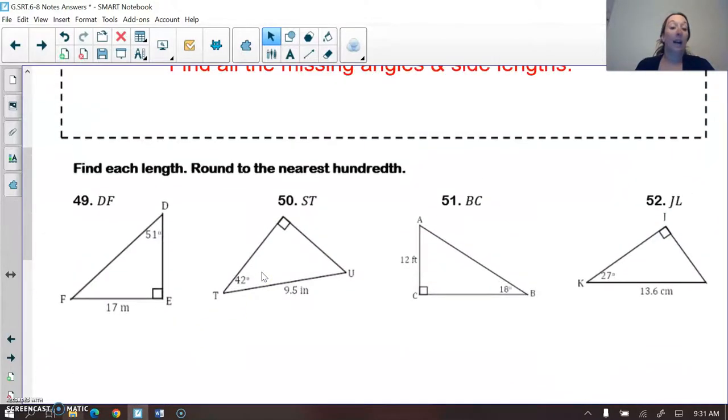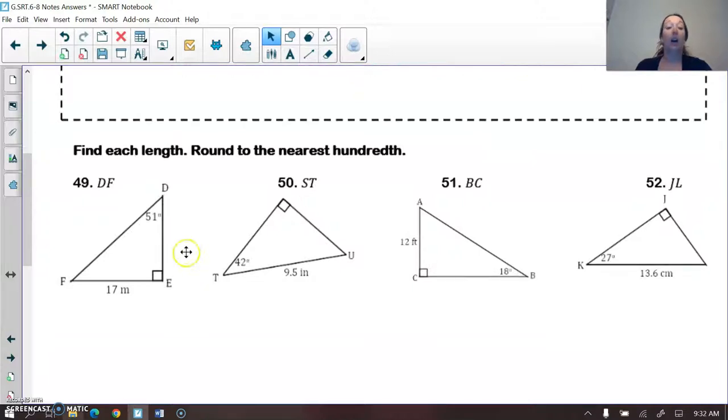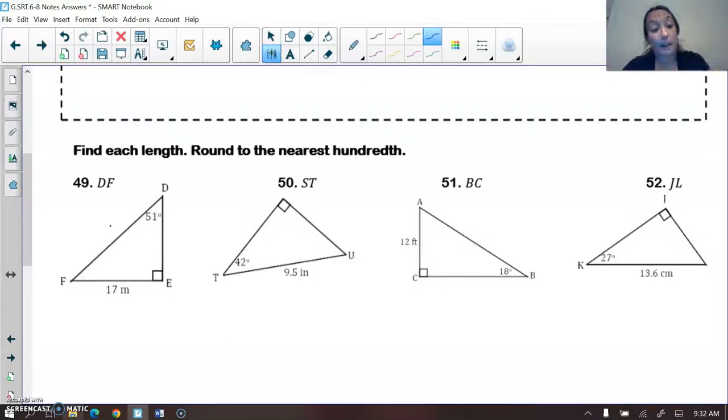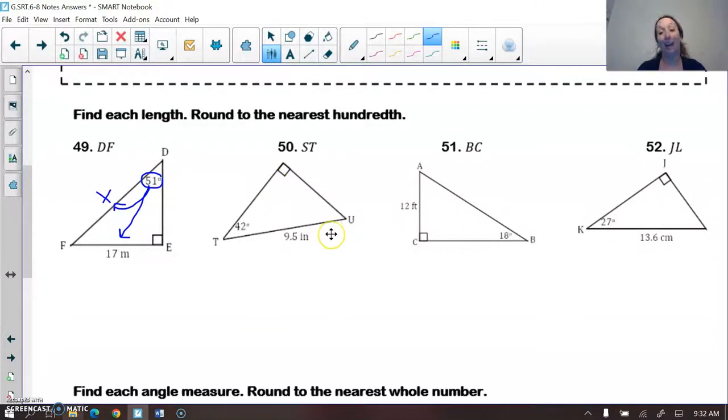But in number 49, we only have a triangle with one side length and an angle measure. We cannot use the Pythagorean theorem to help us find side length DF. We need to use trigonometry. So to find side length DF, I'm going to label it X. I'm going to look at the angle that I'm given in this triangle, which is this angle here. In relation to that angle, I have the opposite side, and I'm trying to find the hypotenuse. The ratio of opposite to hypotenuse is sine.